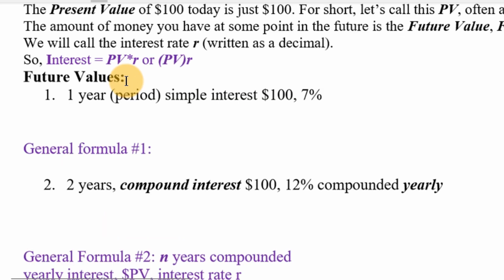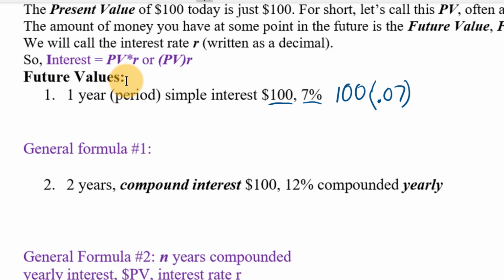For example, if we wanted to invest $100 at 7% interest, and we just wanted to calculate the interest on that, it'd be 100 times 0.07, or let me use parentheses instead of dots so that we can keep ourselves straight here.